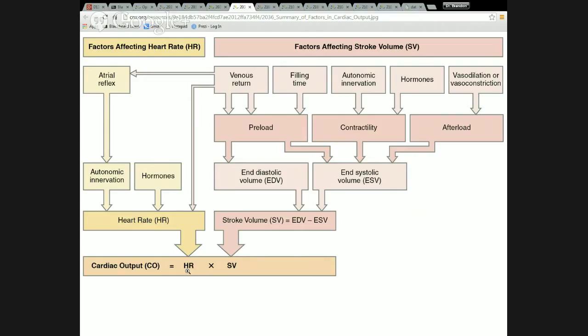Somebody's resting heart rate is going to generally be in that normal 70, 75 range. That's not what goes down. It's the ability of the heart to increase heart rate to a maximal level that decreases with age.